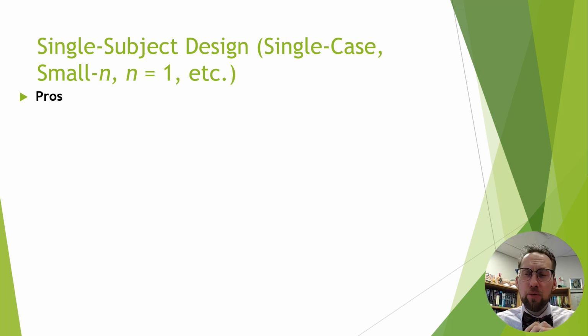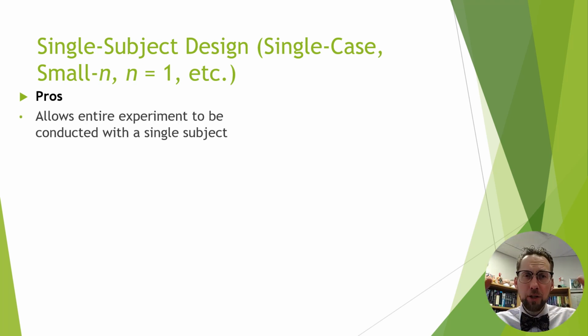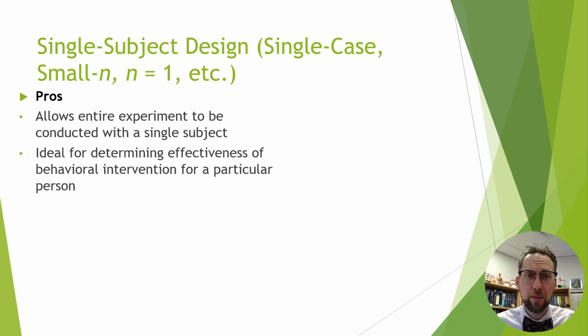Imagine you have a very rare genetic disease, though. You may only have access to 1 or 2 people in your environment who have that, and then you may be forced to do this kind of research. So there are pros. Your entire experiment can be conducted with a single participant, which is nice, right? You don't need 30 people per group because there's only the one person. It's really suited for determining the efficacy of a behavioral intervention for that person.